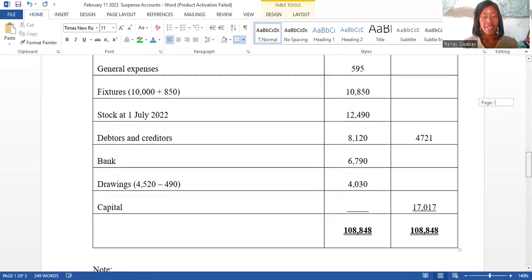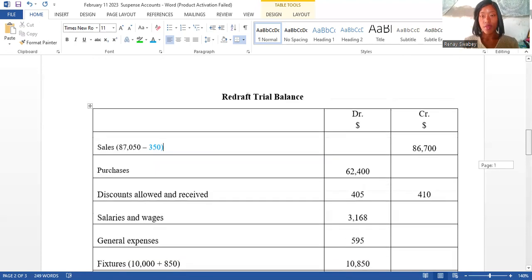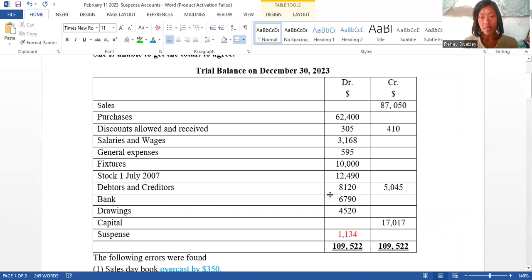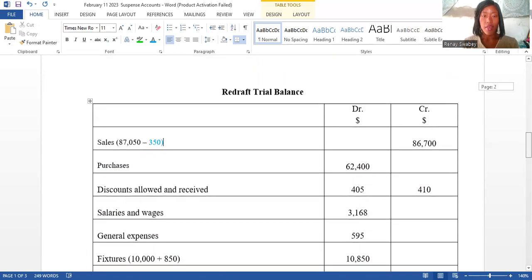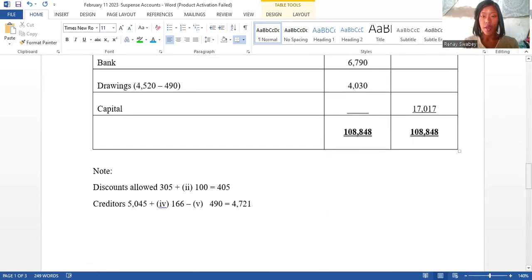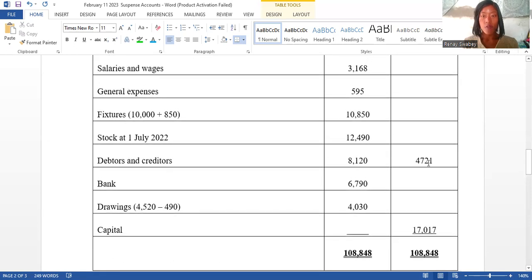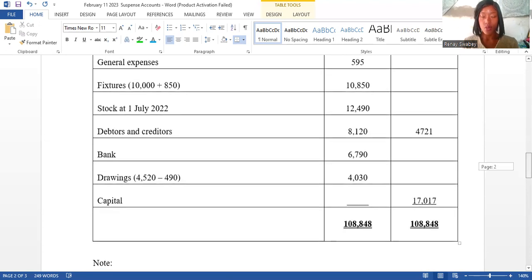Moving on. The next arrow or the next adjustment that will be made is on debtors and creditors. Our debtors figure is $8,120 in the previous or incorrect trial balance. See, I scrolled up. However, the creditors figure is $5,045. But when we redraft the correct trial balance, that creditors figure is now $4,721 instead of $5,045. How so?